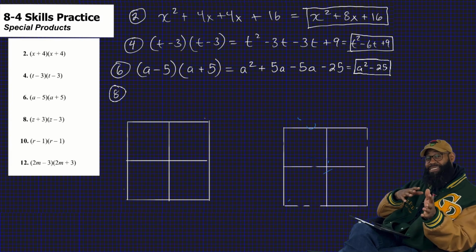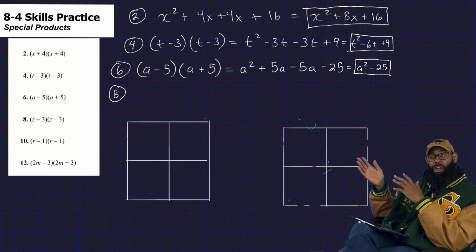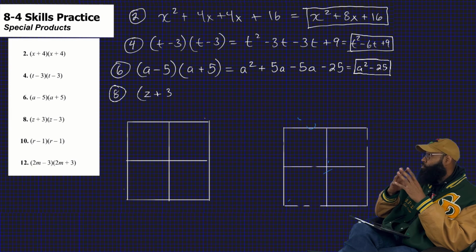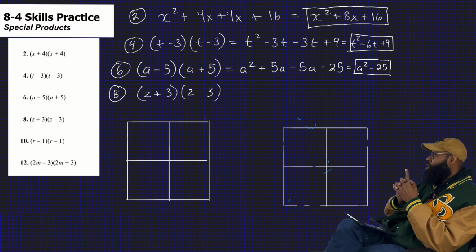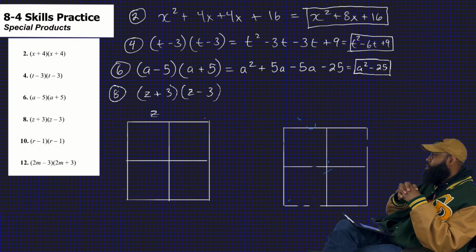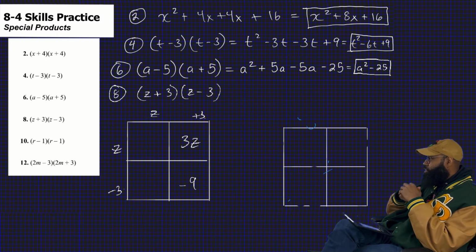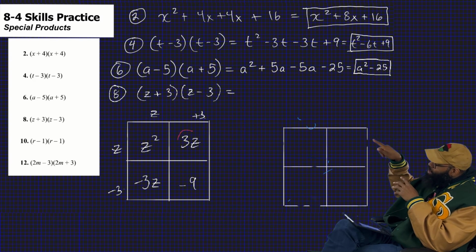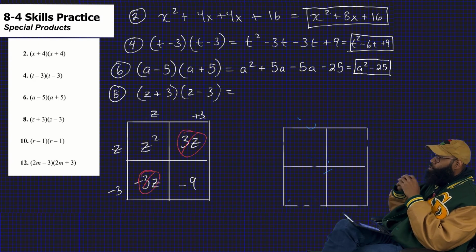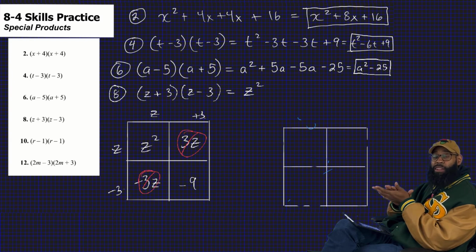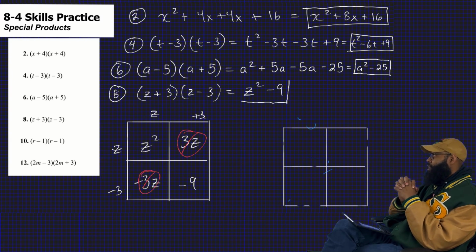Whether I'm using the box, whether I'm writing it out, I'll see my like terms next to each other if I'm following the same process. So z plus 3 times the quantity of z minus 3, I'll use the box. So z and a positive 3 on top, z and a negative 3 on the left, z squared, positive 3z, negative 3z, and then of course a negative 9. Showing again my diagonals right there cancel each other. So I do collect them, but they just add up to 0. And they go away. So z squared minus 9.